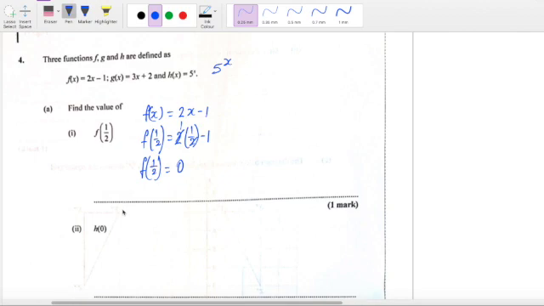The h of 0. First, h of x is 5 to the power of x, and so h of 0 is 5 to the power of 0, and we all know that anything to the power of 0 is 1.